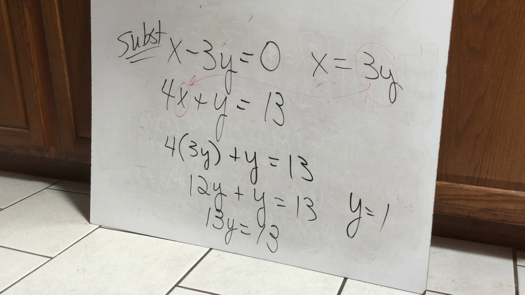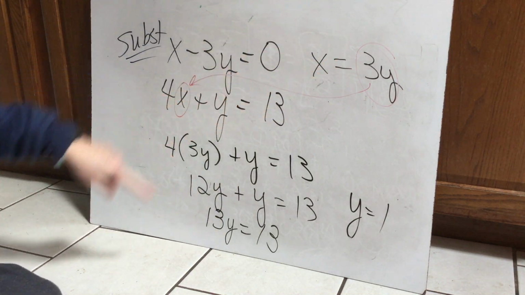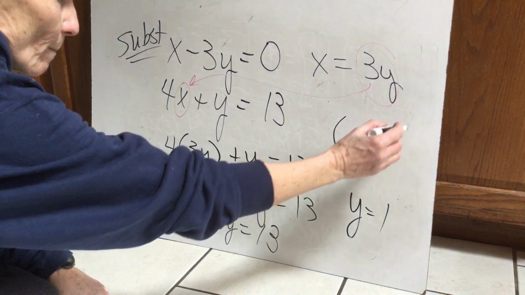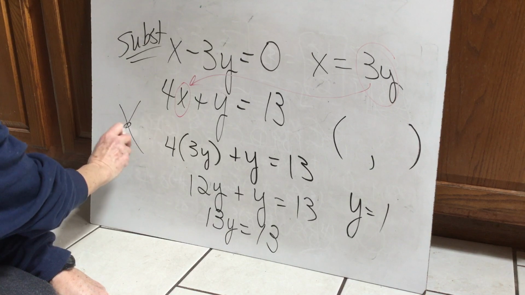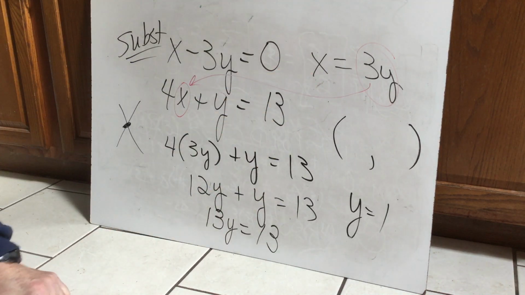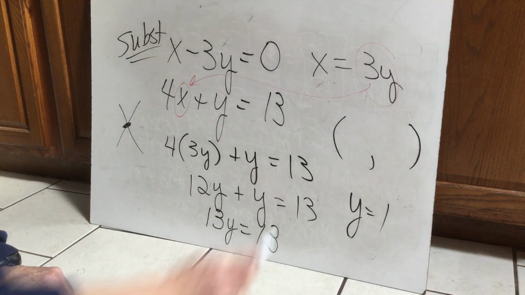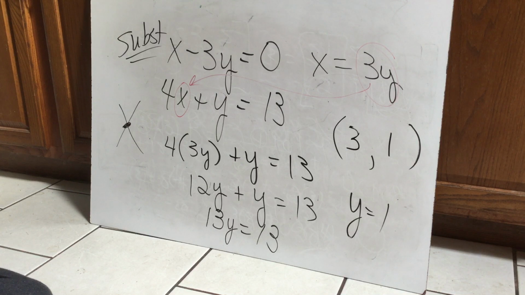Now, if y equals 1, I can go back and plug in anywhere. I can plug in any of these equations to get my x value. Remember, my answer is where these two lines are intersecting each other. So if I let y be 1, it looks like x is 3. So the answer to the question is (3, 1). Okay, that's it for review.